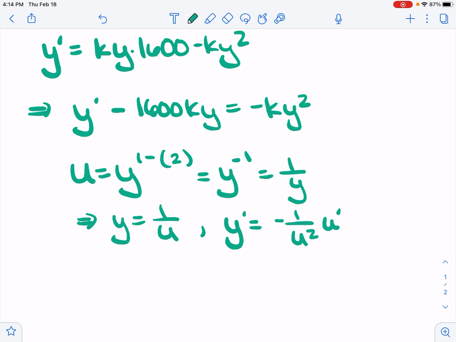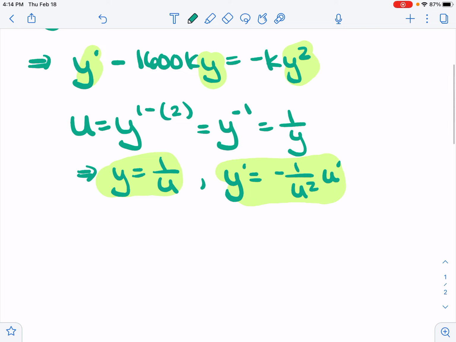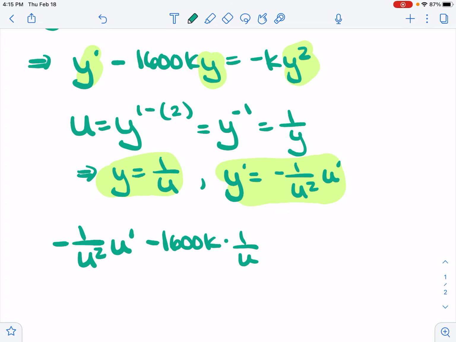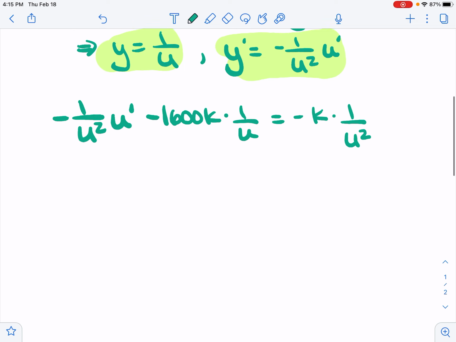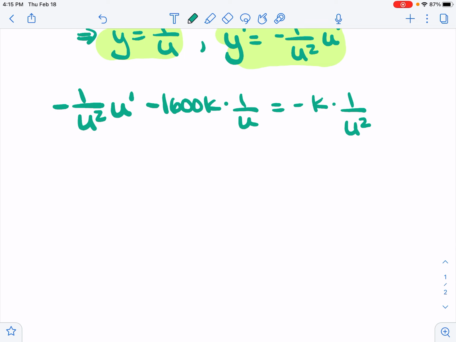We replace y prime with y prime. We replace y with what y is, and y here with what y is. We can replace everything and get minus 1 over u squared u prime minus 1600 times k, and y is 1 over u, equals negative k times 1 over u squared, because y squared is 1 over u squared. So that looks pretty good. We've made our substitution. Everything is in terms of our new variable u now.